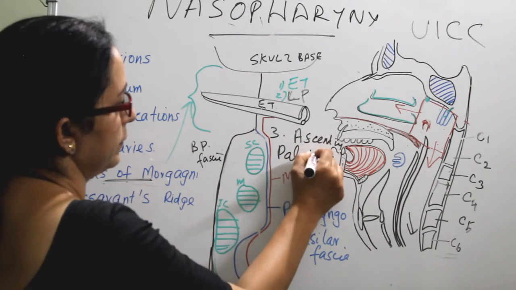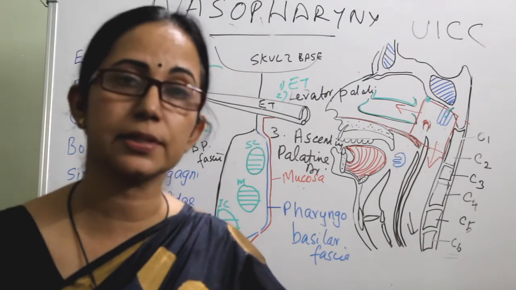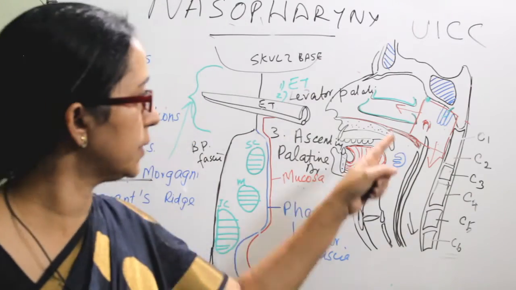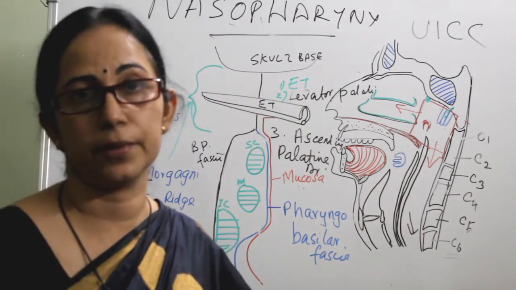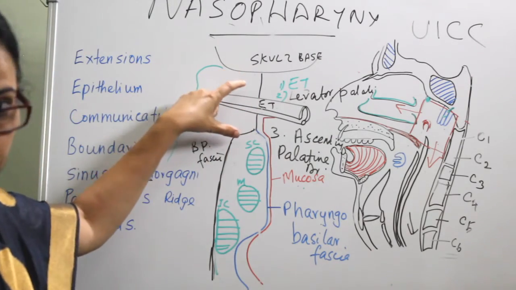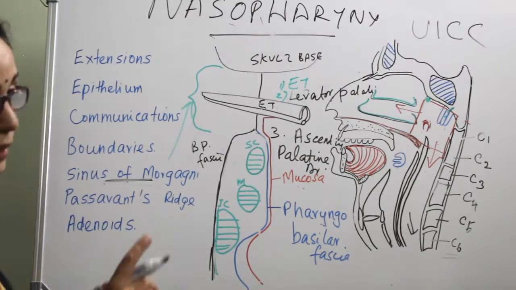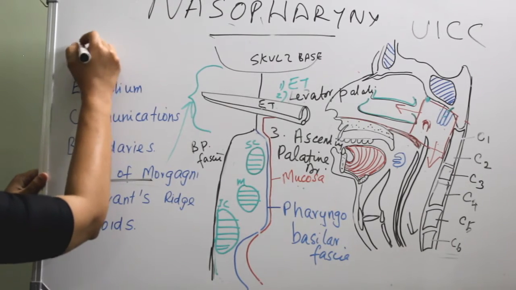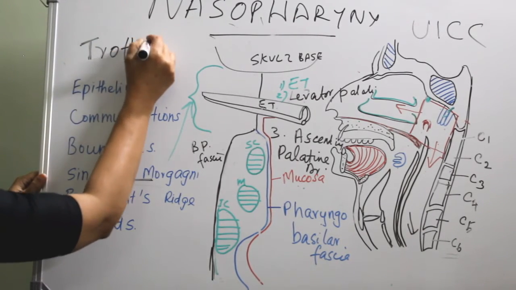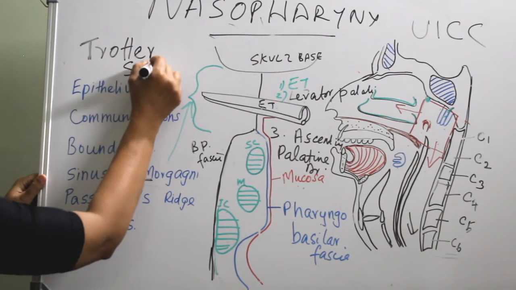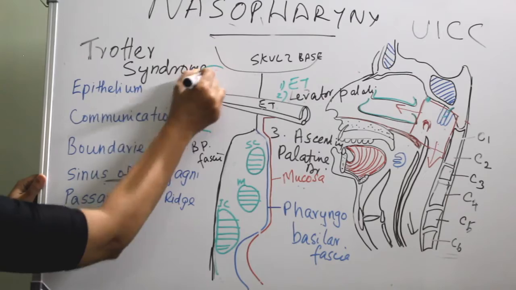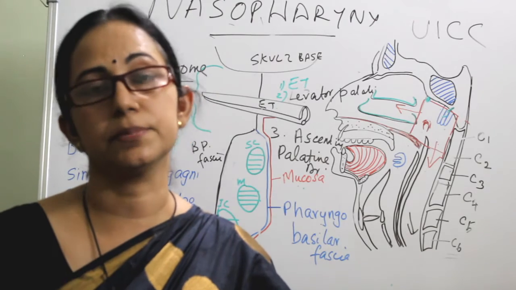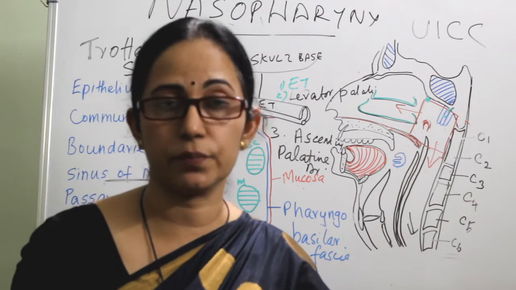What is the importance of this sinus of Morgagni? The importance is that it forms a pathway for the spread of nasopharyngeal carcinoma from the nasopharynx to the lateral skull base. In connection with that, you also have to remember Trotter's syndrome. And what is Trotter's syndrome? Trotter's syndrome is a symptom complex seen in advanced nasopharyngeal carcinoma.